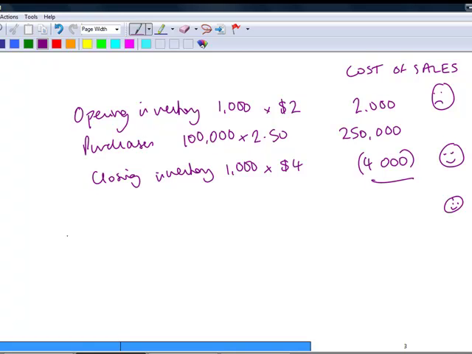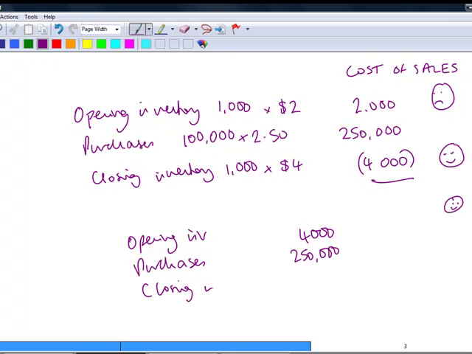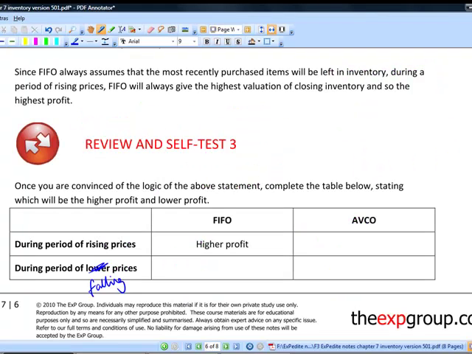Now imagine we had that the other way round. Imagine you've got this scenario where you've got falling prices. Well, in that situation, you've got opening inventory, I'm just going to reverse the figures, of 4,000. Purchases would be 250,000, and closing inventory is now 2,000. So what we've got here is the exact opposite way around: the initial expense is greater than the closing inventory, which is reducing the expense. So therefore our profit there is going to be less. Now I would work through that one and convince yourself of this first scenario.